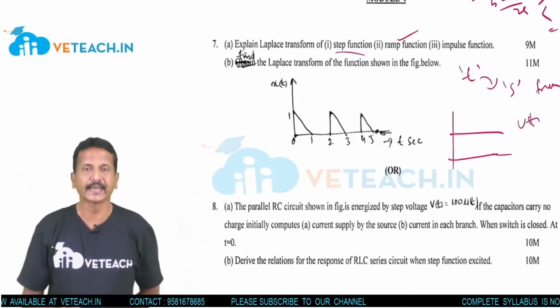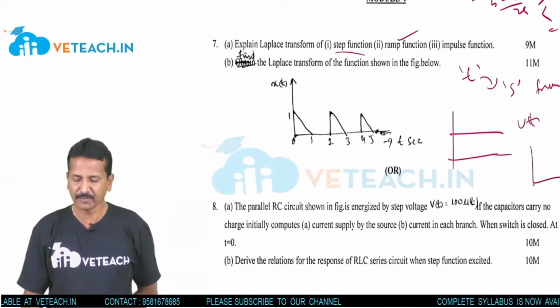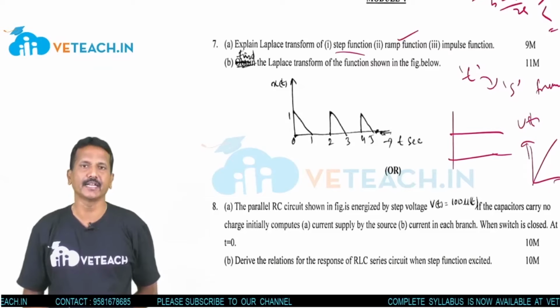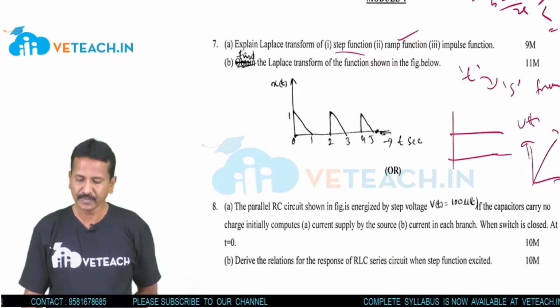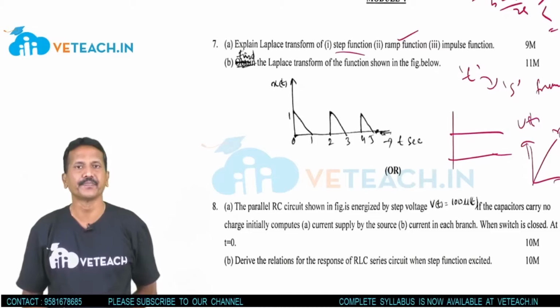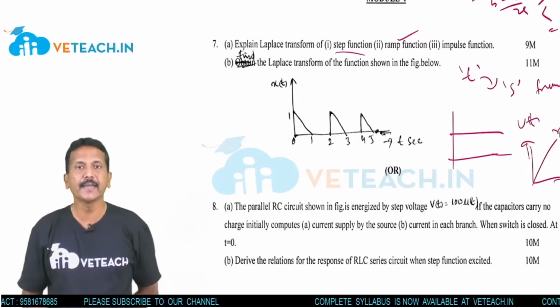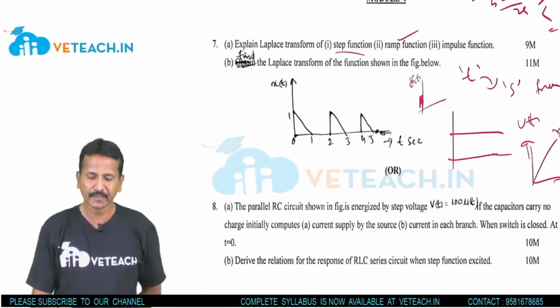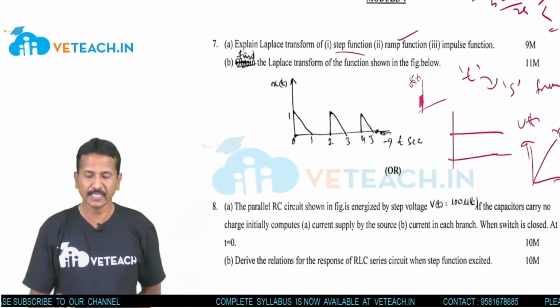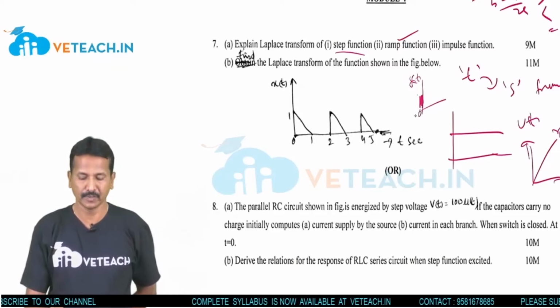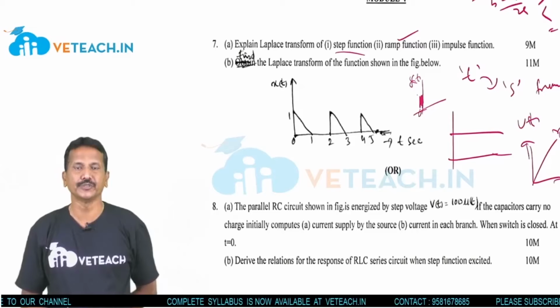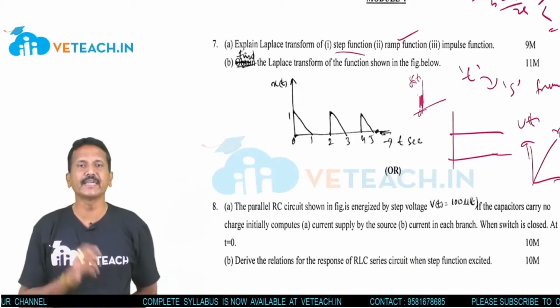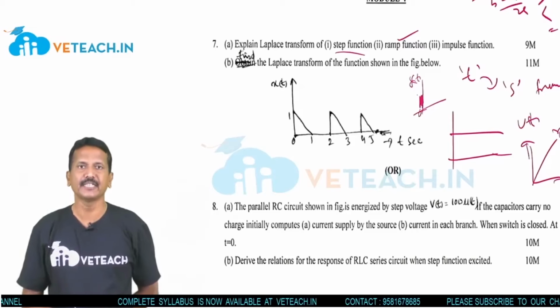Number 2 is the ramp function. Ramp function is a linearly increasing one, r of t. And the third one is the impulse function. Impulse function is nothing but a fixed one, del of t, having constant magnitude. So three different types of inputs are there in the Laplace transform.